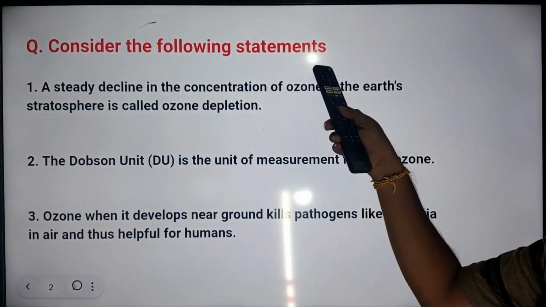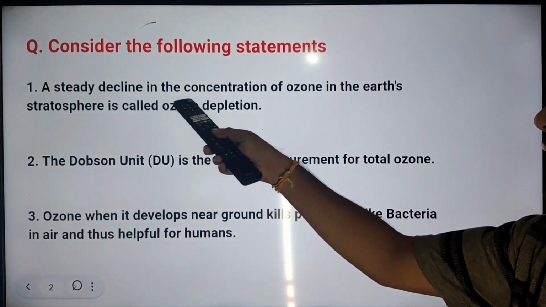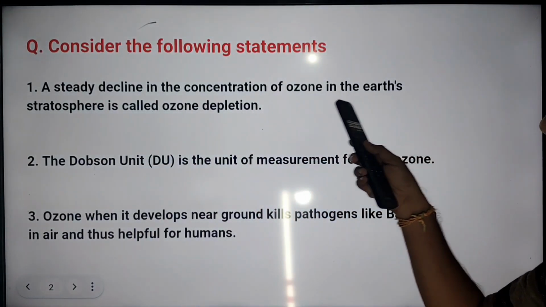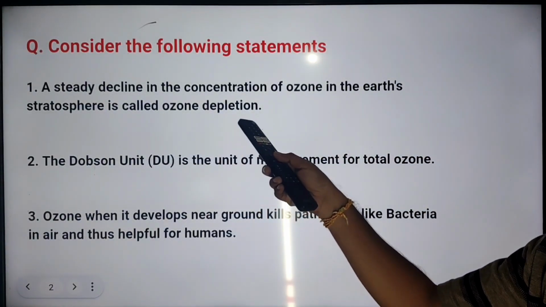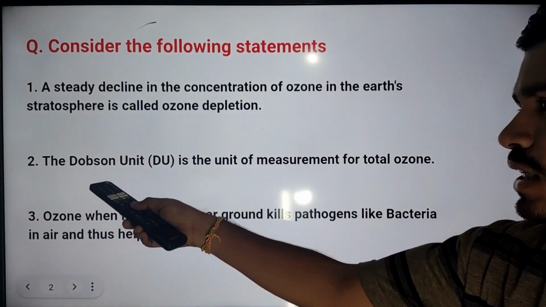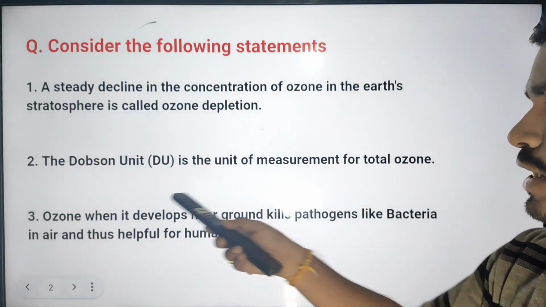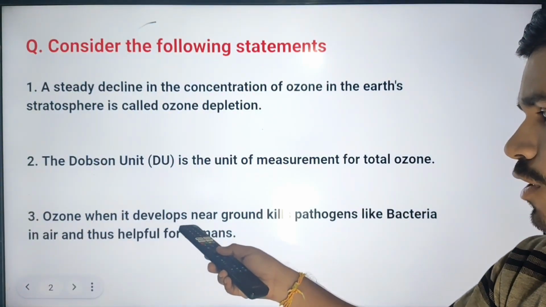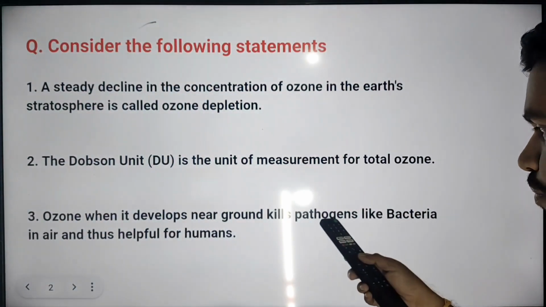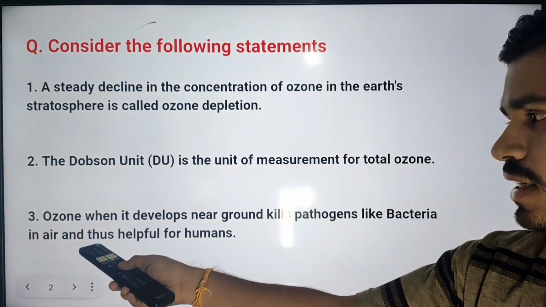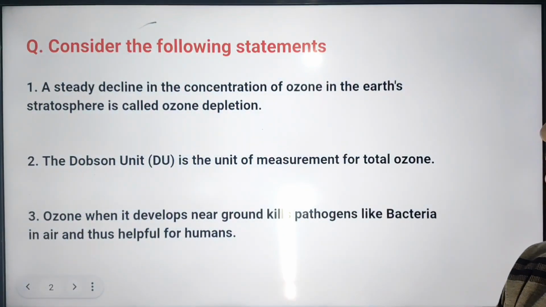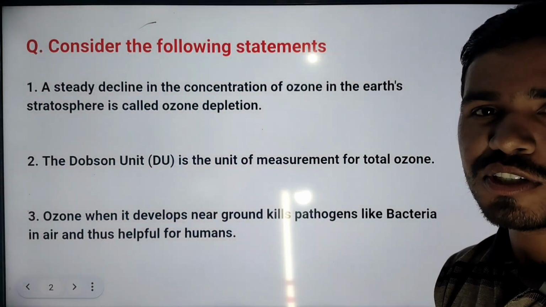Consider the following statements. First statement, a steady decline in the concentration of ozone in the Earth's stratosphere is called ozone depletion. Second statement, the Dobson unit is the unit of measurement for the total ozone. Third statement, ozone when it develops near ground kills pathogens like bacteria in air and thus is helpful for humans. So which of the following statements regarding ozone are correct?